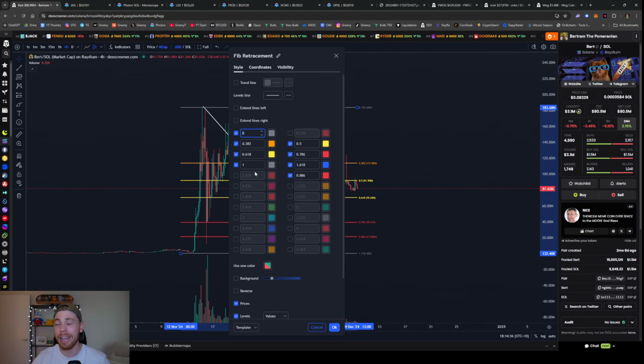Now for me, if something has strength, it only goes back to its golden pocket, so 0.5 to the 0.618. However, if it has a bit more of a sell-off, meme coins love to go back to their 0.886 or the 0.786 level, and that gives you the best risk to reward entry in any crypto meme coin trading, okay?